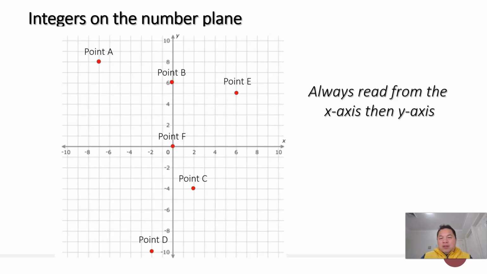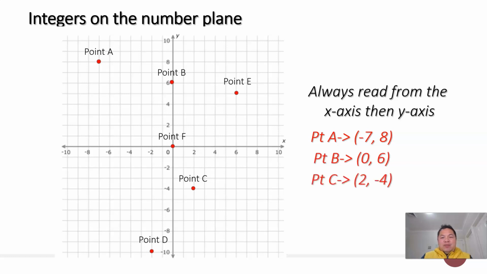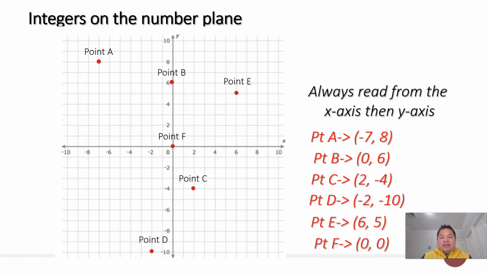So now, again, more practice for you. Go and locate all these points on your own. You can pause the video and write down on a piece of paper where these points are located. Okay, that's right. Point A is (-7, 8). Point B is (0, 6). Point C is (2, -4). Point D is (-2, -10). Point E is (6, 5). And point F is the origin, which is (0, 0). Okay?